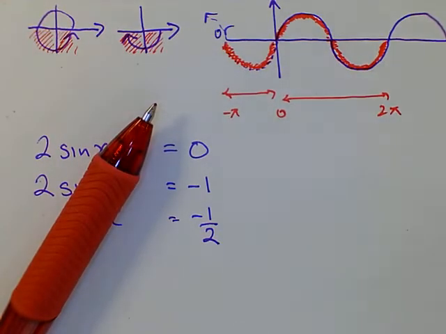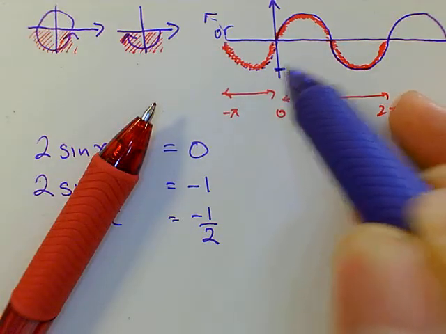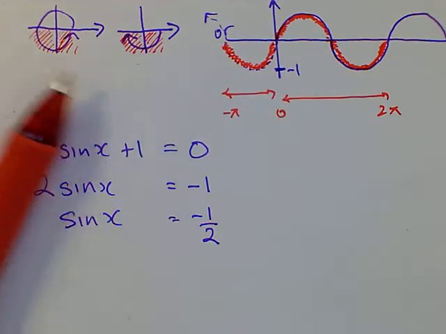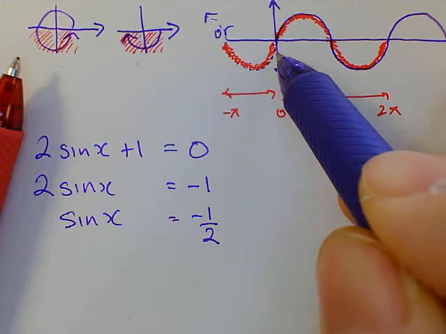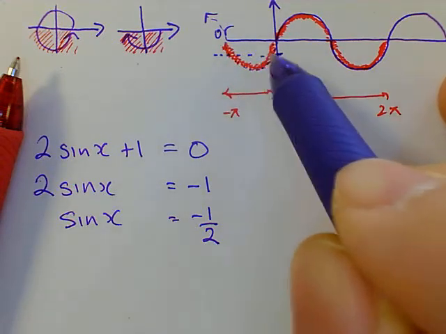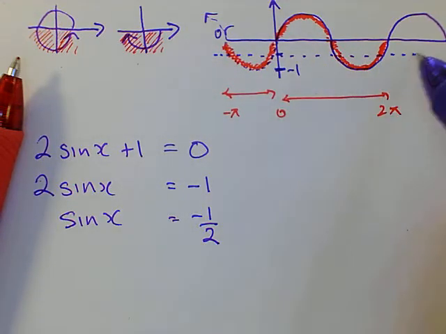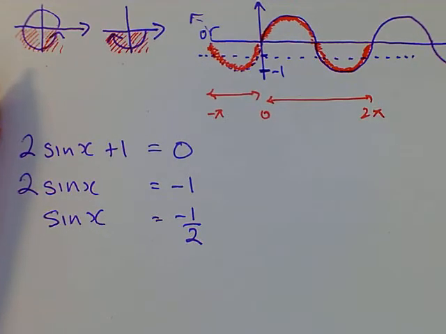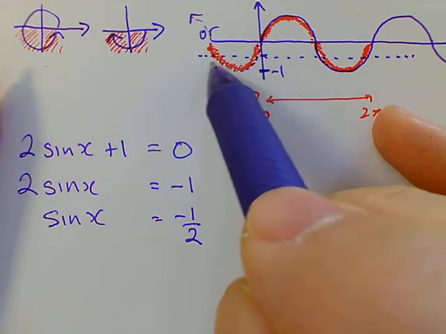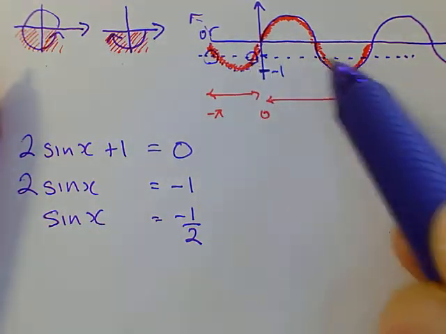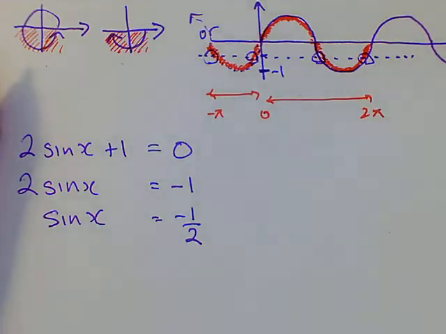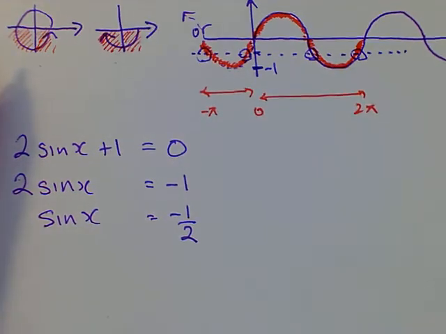Another way I could think about it is, remember, the sine has a minimum of -1. So how many points cross this dotted line where y equals -1/2? 1, 2, 3, 4. I'm going to get 4 answers.